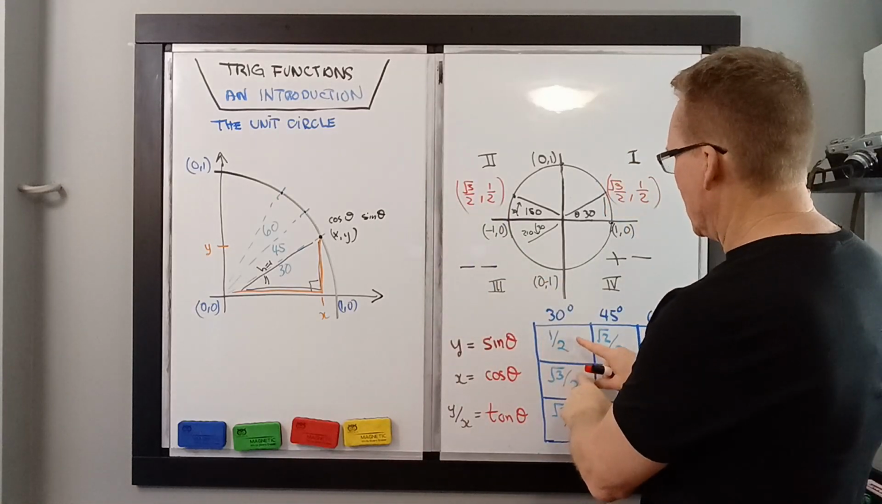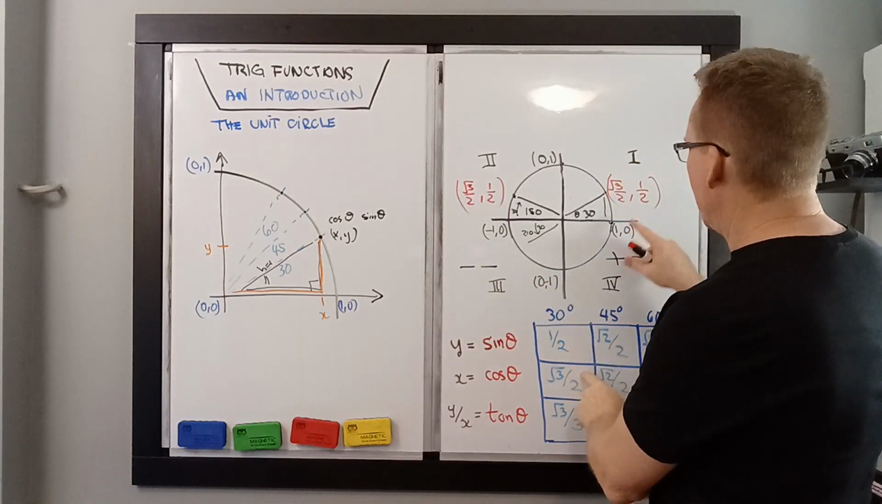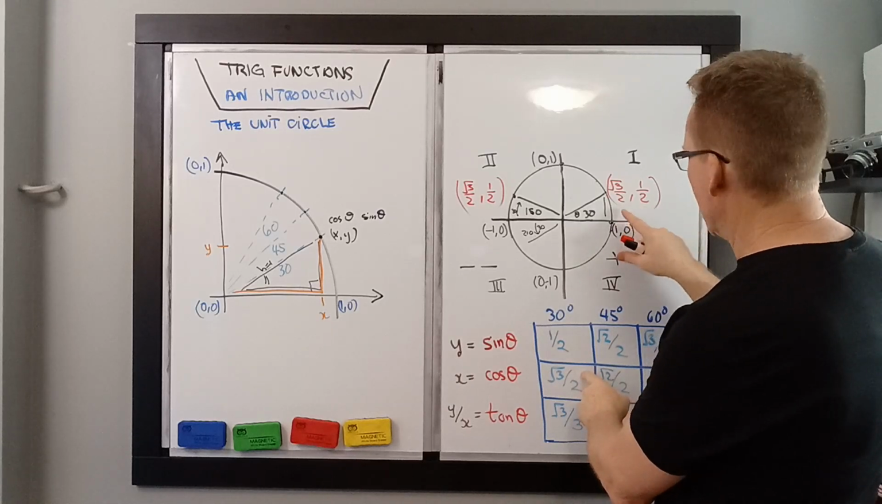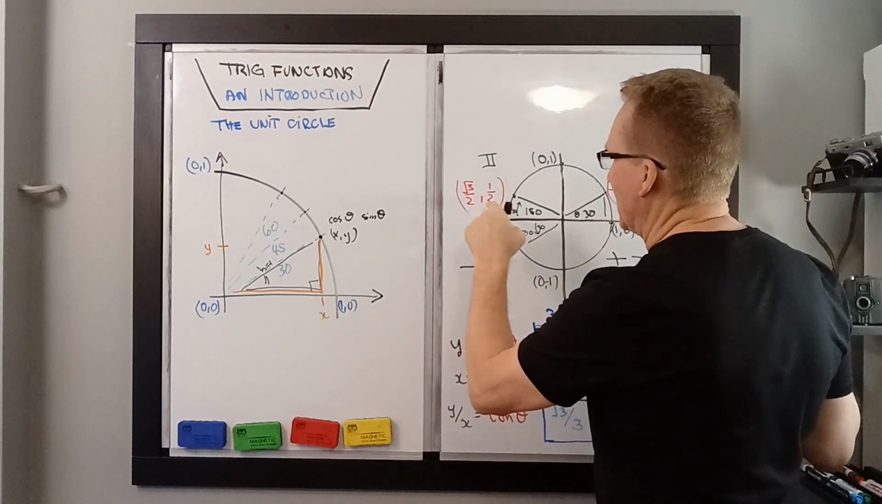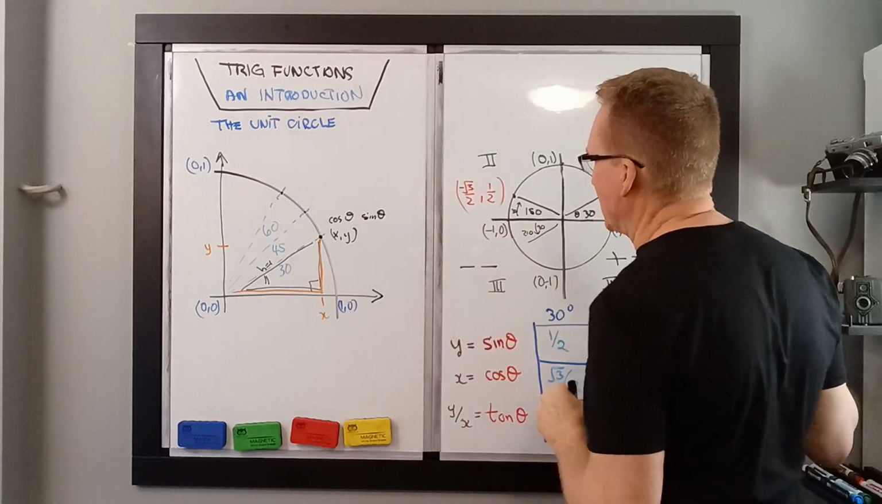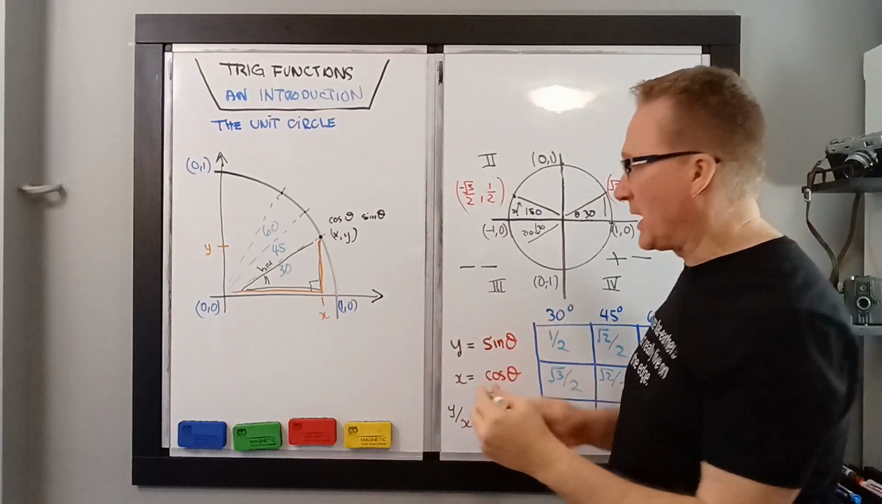So here I've now taken the y value and the x value, put them up there, which is the cosine and the sine. Here they're both positive, but over here the x value is negative. So I'll put a little negative sign beside that. You can also work backwards from here.